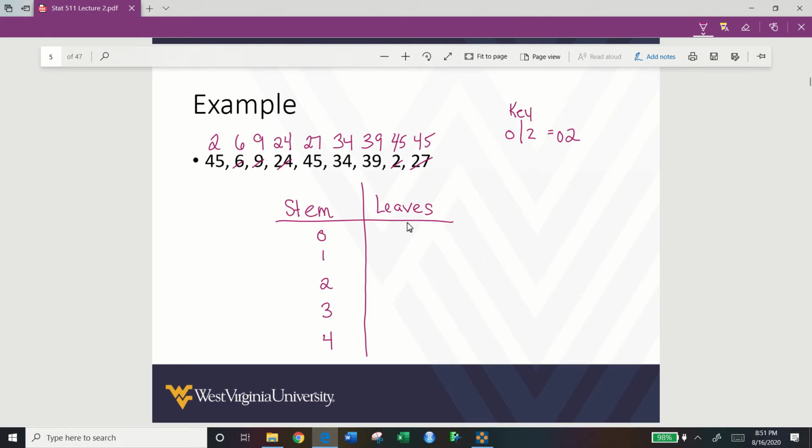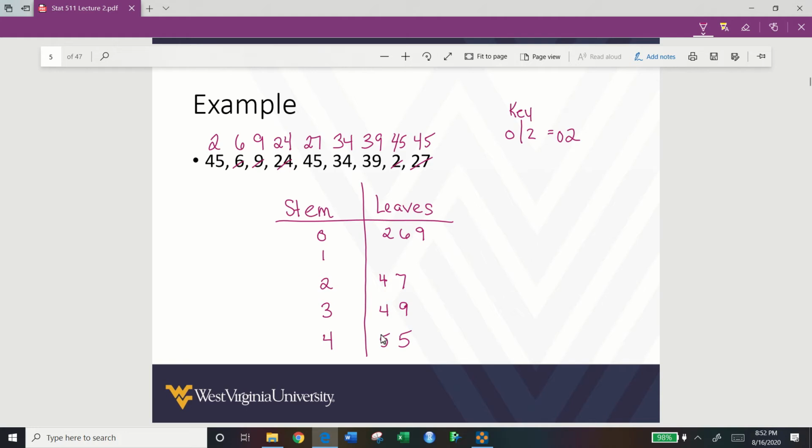So my leaves for the 0 stem will be 2, 6, 9. We will have no leaves for the 1 stem. The 2 stem will be 4 and 7. For the 30s, we have 4 and 9. And then for the 40s, we have 5 and 5. And that's it. That's a stem and leaf plot.